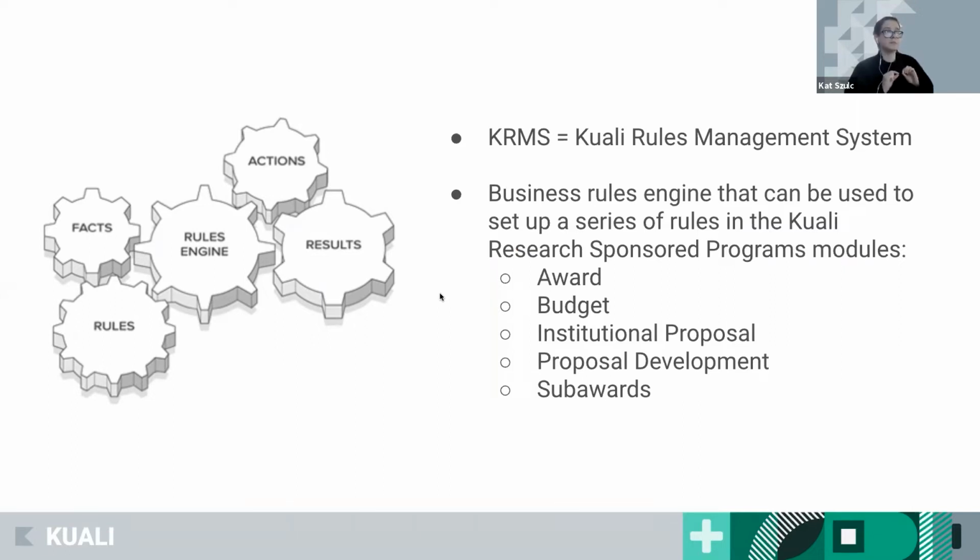And the CRUMBS engine currently is supported in the following modules. It's not available in all of the sponsor programs modules. Here's the list: award, budget, institutional proposal, proposal development, and subawards. As you can see, what's missing from the list here is negotiations, as well as the new module, export control. So we don't have support for those yet in the CRUMBS business rules engine.